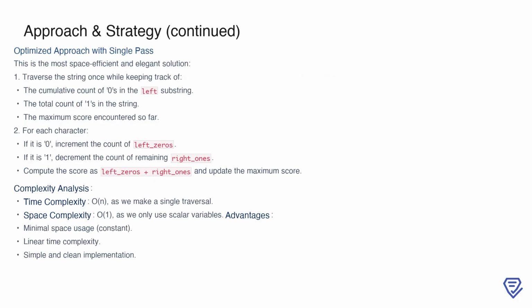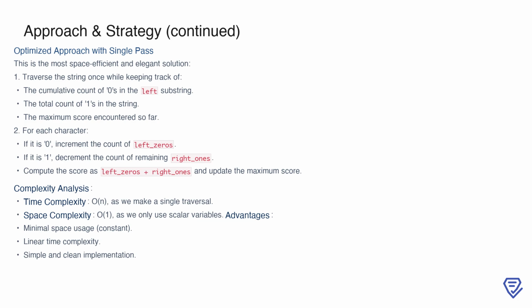The single-pass optimized approach takes the idea of efficiency a step further by eliminating the need for additional space. Instead of pre-computing and storing prefix sums, we dynamically update the relevant counts as we traverse the string. As we iterate through the string, we maintain a running count of the zeros seen so far in the left substring and the remaining ones in the right substring. For each character in the string, if it's a 0, we increment the count of left_zeros. If it's a 1, we decrement the count of right_ones. The score for the current split is simply the sum of left_zeros and right_ones.